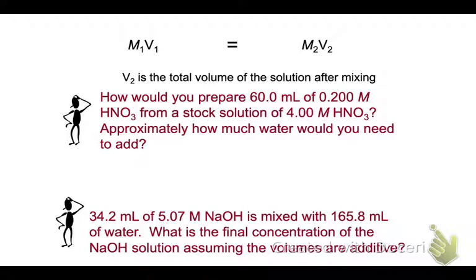Here is another question. 34.2 milliliter of 5.07 molar sodium hydroxide is mixed with 165.8 milliliter of water. What is the final concentration? Okay, let's see what we have. 34.2 of the higher concentration is mixed with water. So what does that mean? That is V1 and that is M1. Is mixed with that amount of water, right? This is not V2.